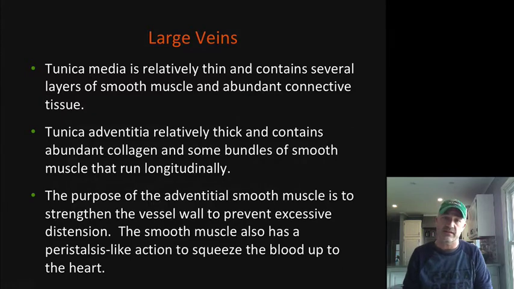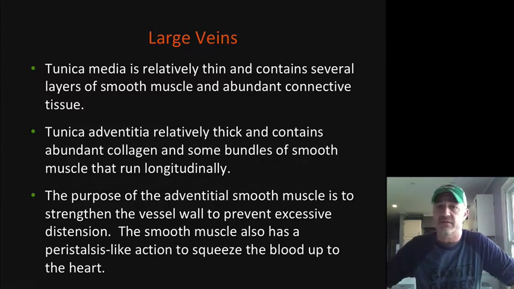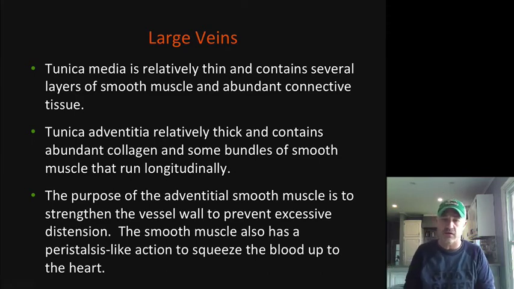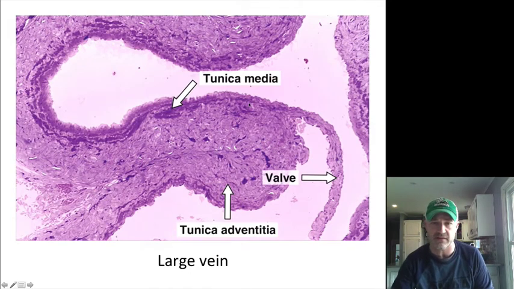And larger veins, again, have thin layers of smooth muscle and lots of connective tissue. The tunica adventitia or externa is relatively thick. We'll have those vasa vasorum in there. Sometimes we'll have a longitudinal layer of muscle on this as well. And again, you can see it right here. You can see a valve in this one. That tunica adventitia is thick, and the tunica media, you can see, is quite thin.